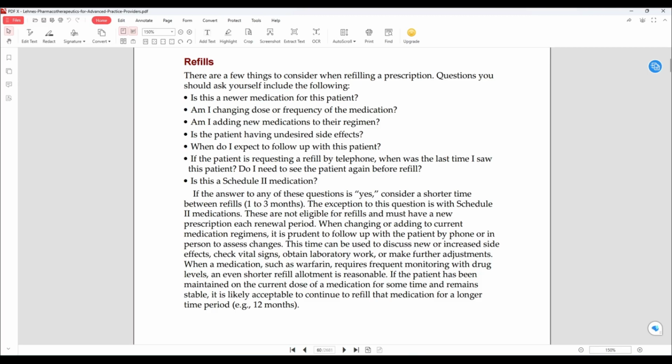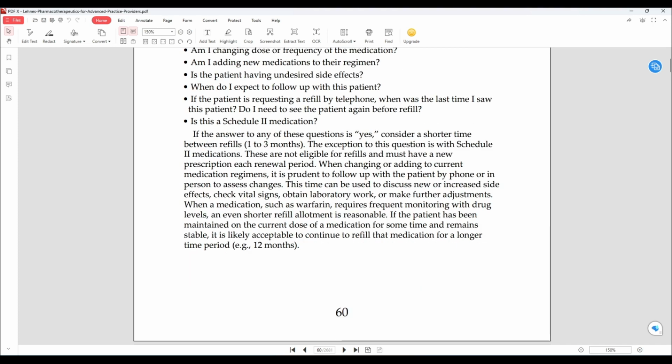When changing or adding to current medication regimens, it is prudent to follow up with the patient by phone or in person to assess changes. This time can be used to discuss new or increased side effects, check vital signs, obtain laboratory work, or make further adjustments. When a medication such as warfarin requires frequent monitoring with drug levels, an even shorter refill allotment is reasonable. If the patient has been maintained on a current dose of a medication for some time and remains stable, it is likely acceptable to continue to refill that medication for a longer time period.